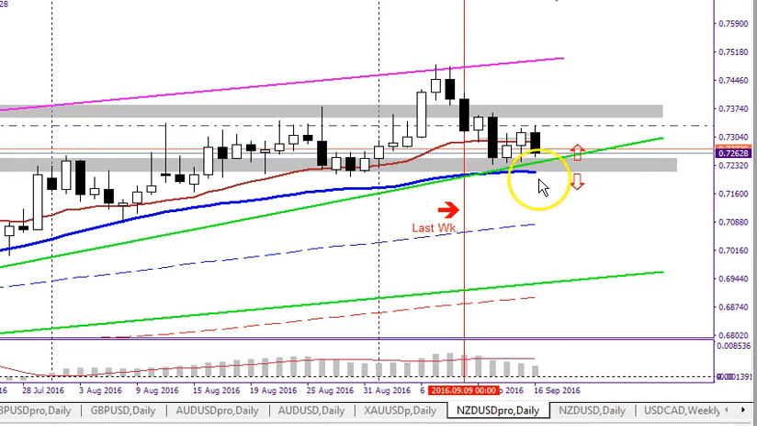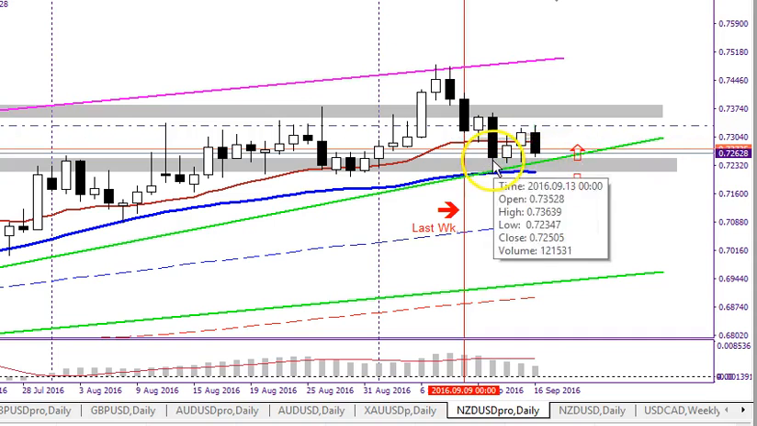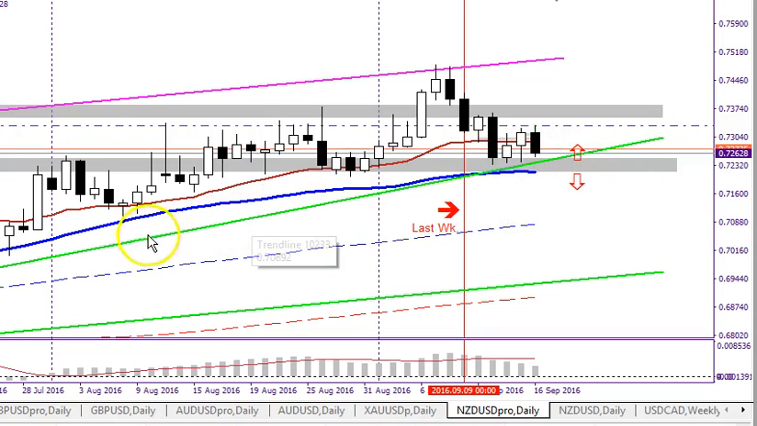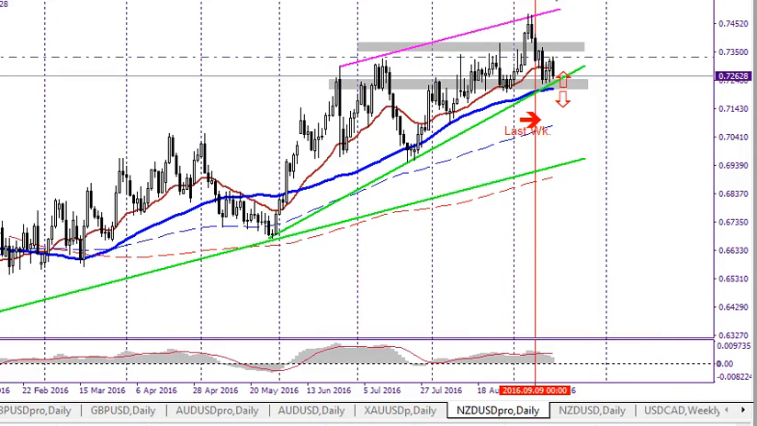The confluence being the 50 right here, the gray rectangle, and this long-term trend line. And by the way, this trend line down below, if price breaks down here, price will then come down all the way to this area, which is the 100, and then down to here and here. You can see the 200 SMA and this trend line which I've drawn in. Let me just zoom out to show you where that's coming from.